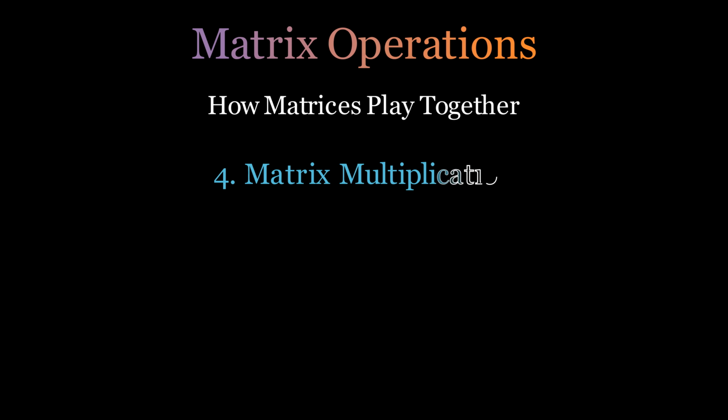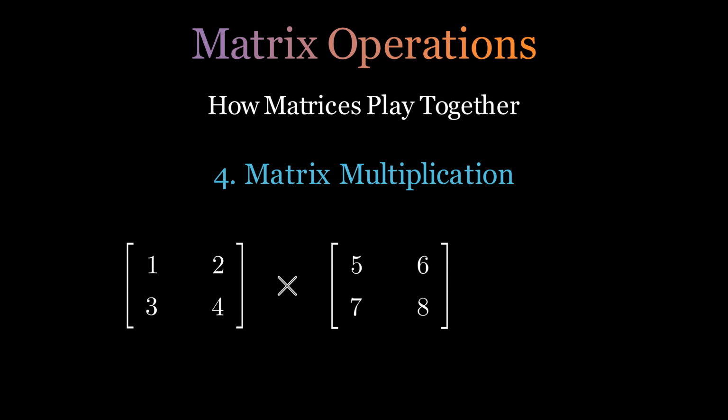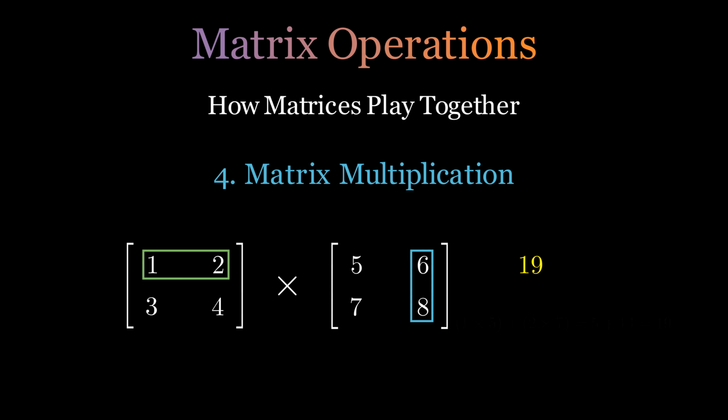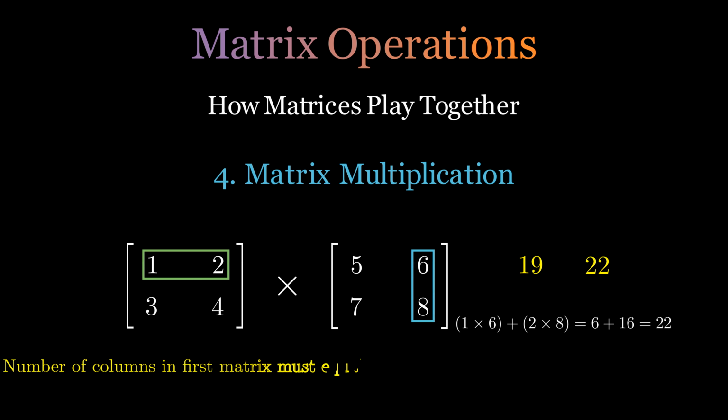Matrix multiplication is like a special dance between rows and columns. To multiply two matrices, we take a row from the first matrix and a column from the second matrix. Then do a special multiplication and addition with them.